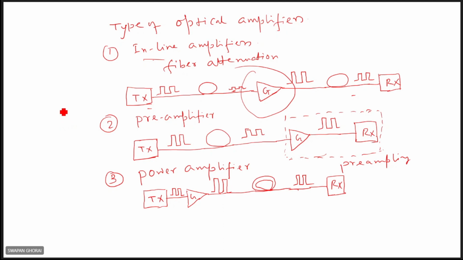It can also be used as a pre-amplifier. In this case, you can see there is a transmitter, and sometimes source. In the transmitter, the main component is the optical source, laser or LED. But the power of the source is generally limited by the factory, by the vendors, right? So if the power is not sufficient, then the distance between transmitter and receiver will also be less.